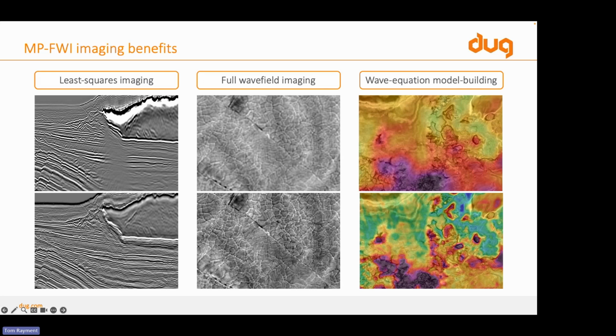And the use of reflections within MP-FWI imaging means that we are able to produce velocity model updates using a wave equation model building solution. And that can provide much more robust velocity updates compared to conventional ray-based techniques. So these are the primary reasons why I think this technology is the future of processing and imaging, but we don't have to wait 30 years because this is possible right now.